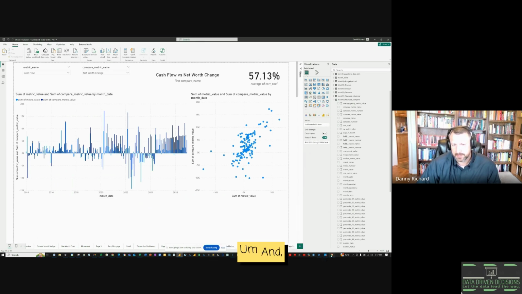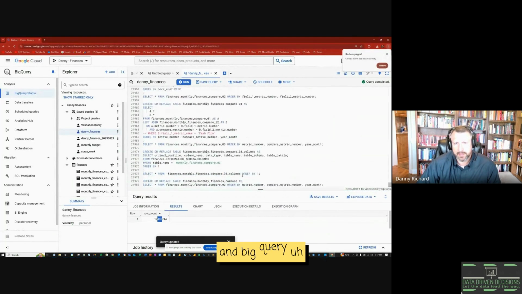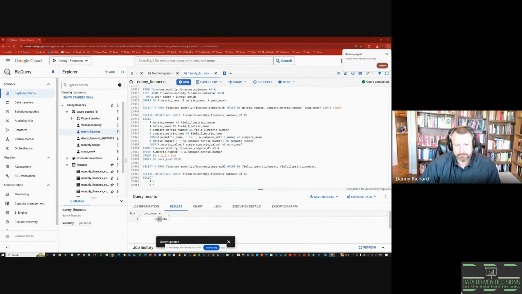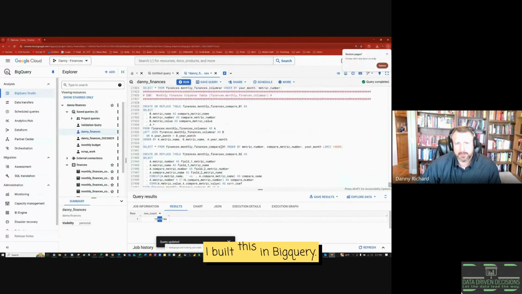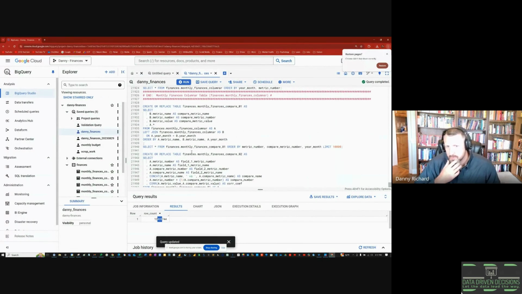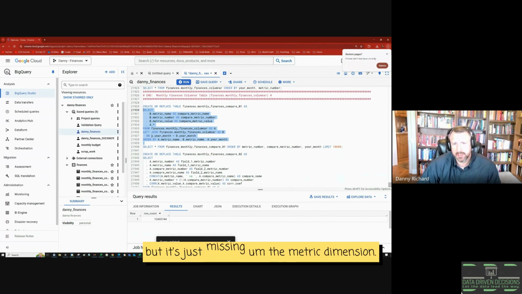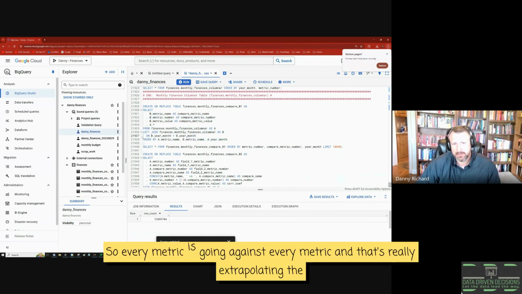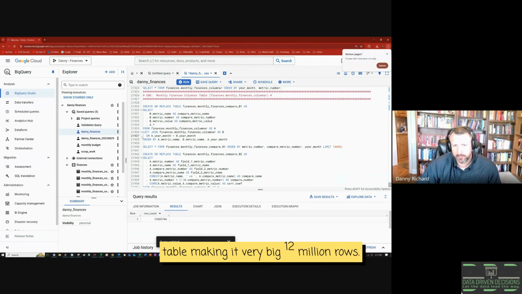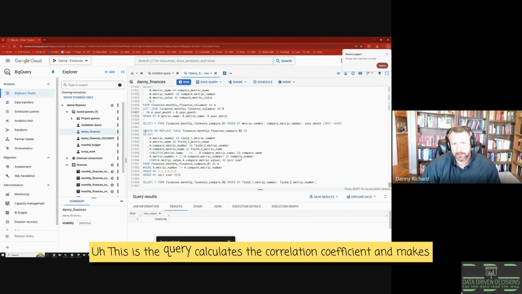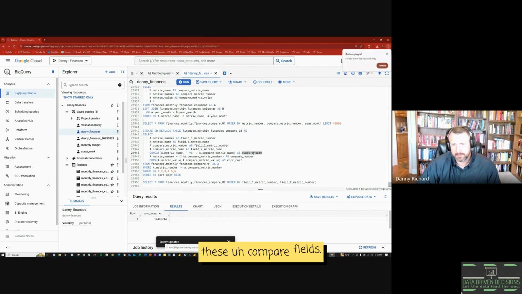How did I build this in BigQuery? I built this in BigQuery. I made a really large table right here I call this a cross join. It's a left join, but it's just missing the metric dimension. So every metric is going against every metric, and that's really extrapolating the table, making it very big, 12 million rows. This query calculates the correlation coefficient and makes these compare fields.